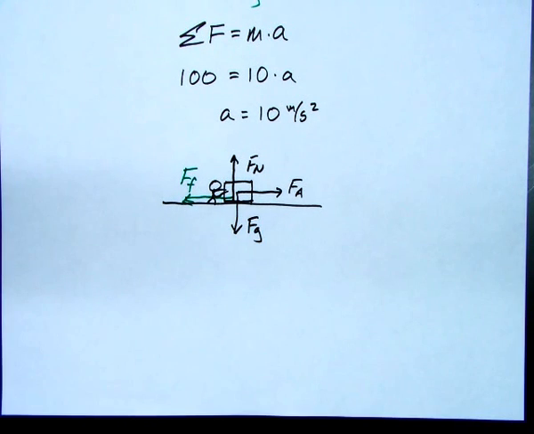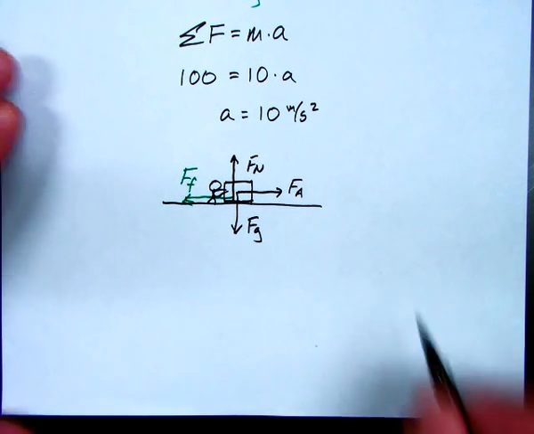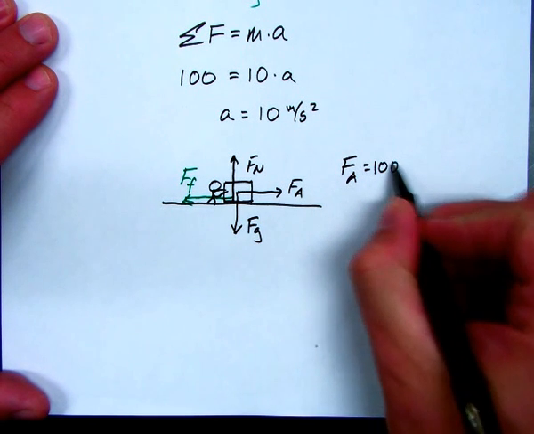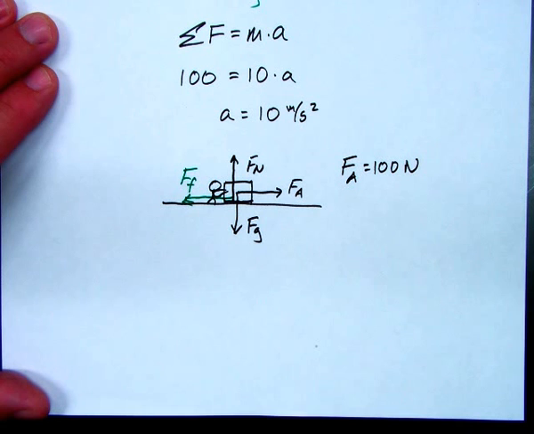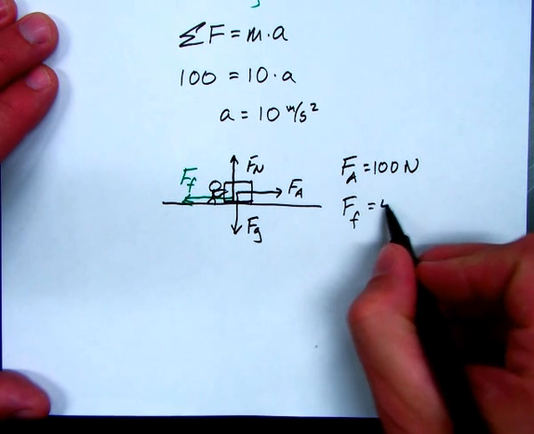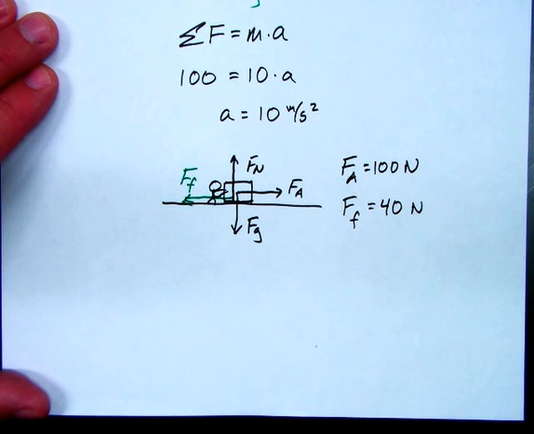Now later in the unit we'll learn to calculate how much friction there is based on mass, roughness of the ground, and so on. For now, let's just say that the applied force pushing Bernie the block is again 100 newtons. But now we have friction. Let's say there are 40 newtons of friction pushing back.